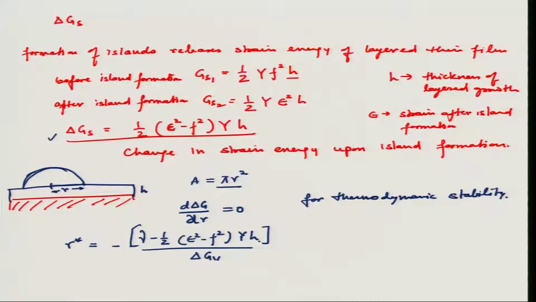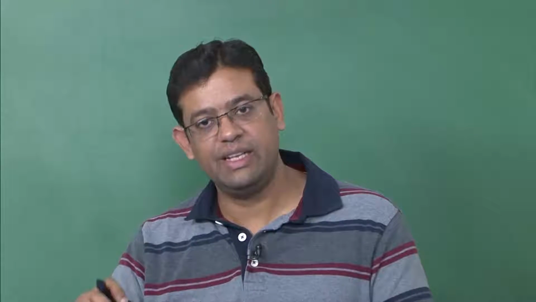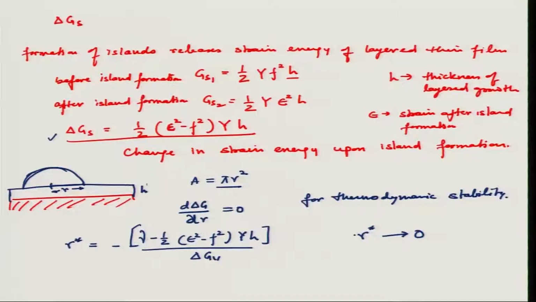Now, when does this nucleation start? After a certain thickness of this layered growth, there will be enough strain energy in this thin film to start the nucleation of island. So, when r star approaches 0, the critical thickness is such that it has enough energy that even a nucleus or island of 0 radius is stable, it is more preferred. It means my strain energy in the thin film is high enough that even a small radius or island will be stable.